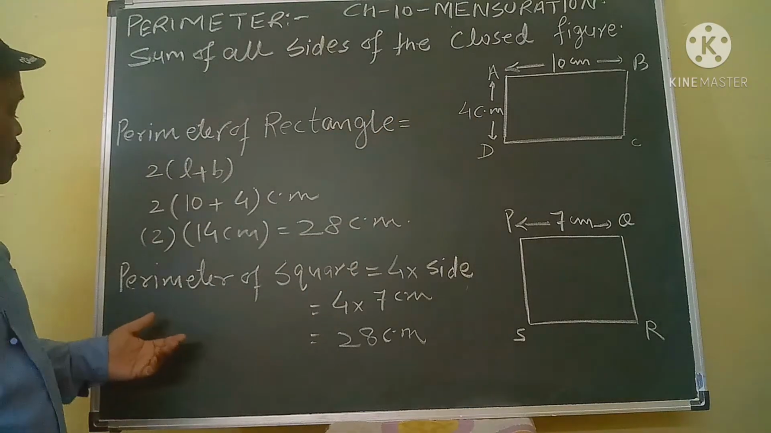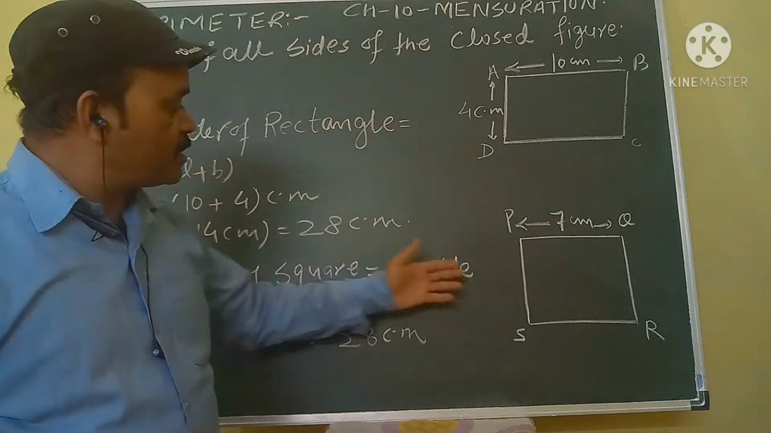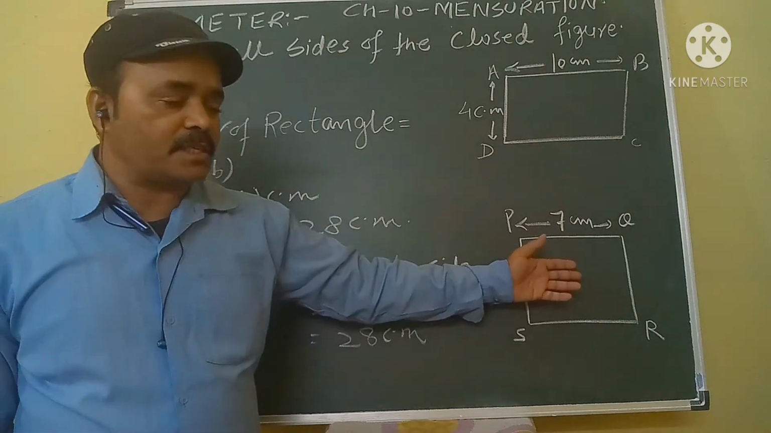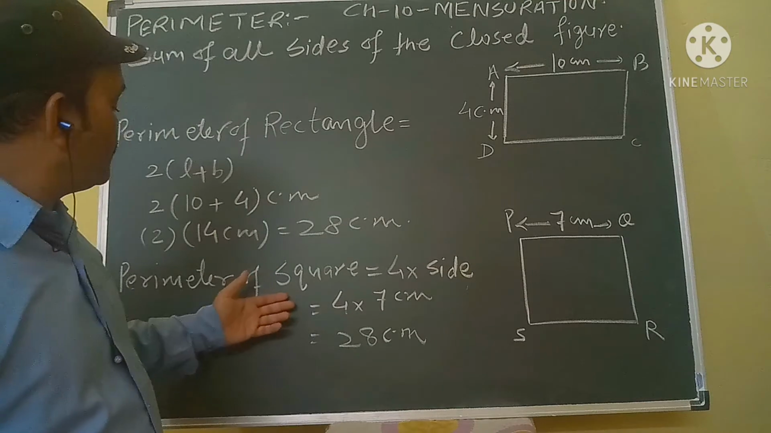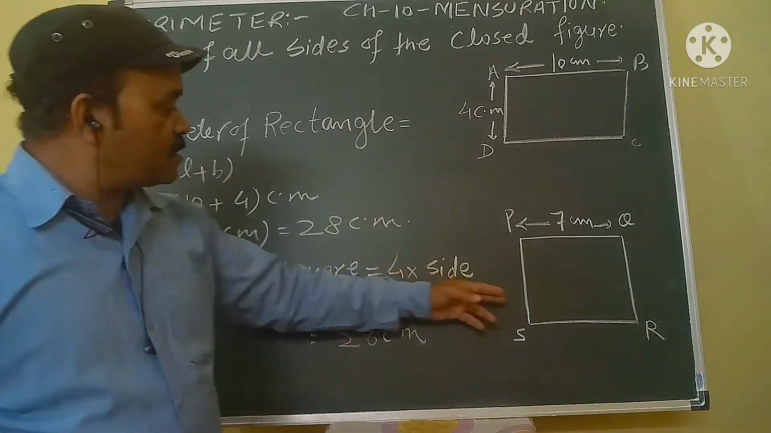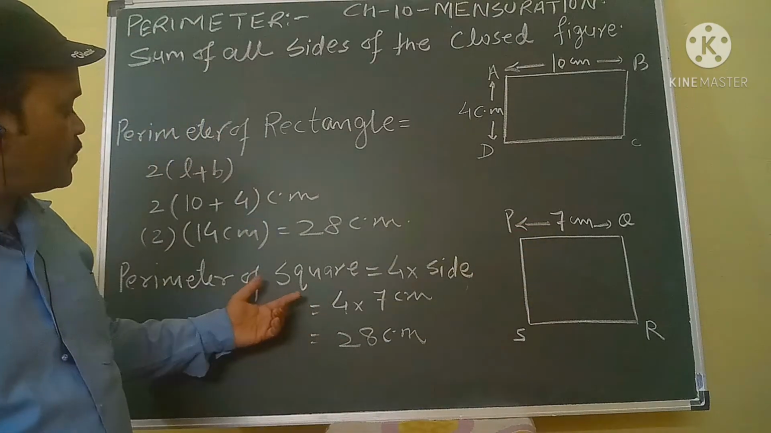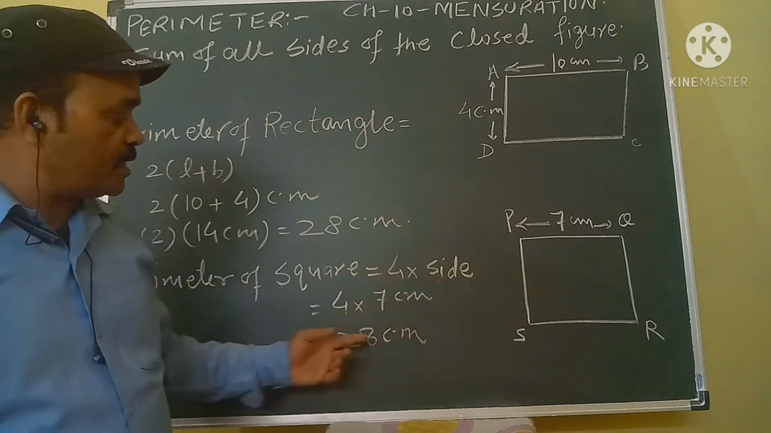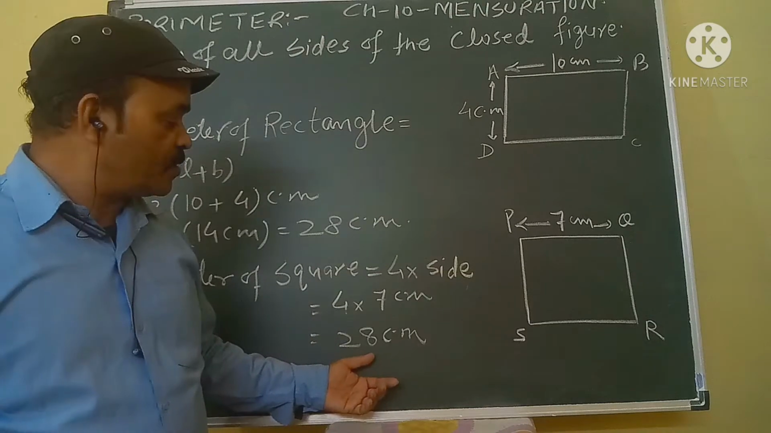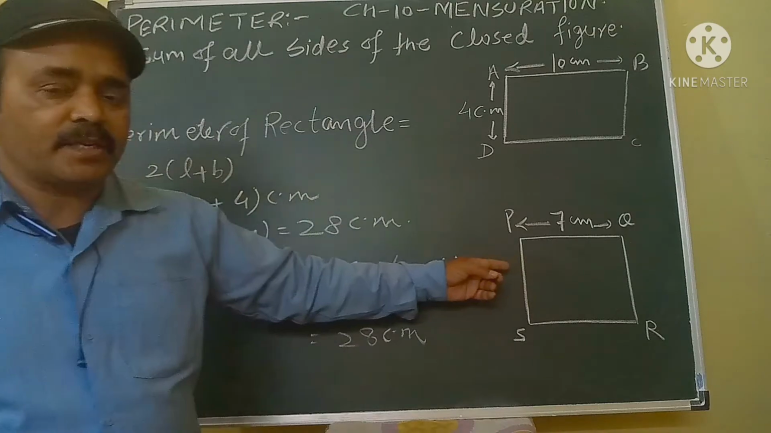Now, we will discuss how to find the perimeter of a square. A square is a geometrical figure which has all sides equal. So perimeter of square is equal to 4 into side. In this square, side is 7 centimeter. Perimeter of square is 4 into side, so 4 sevens are 28 centimeter. 28 centimeter is the perimeter of the given square.